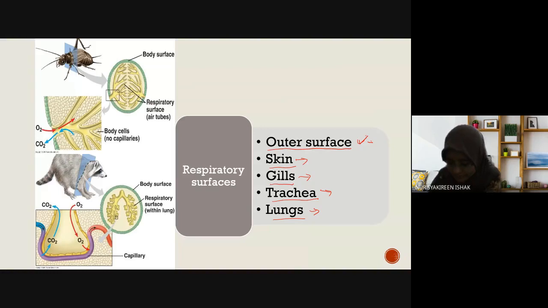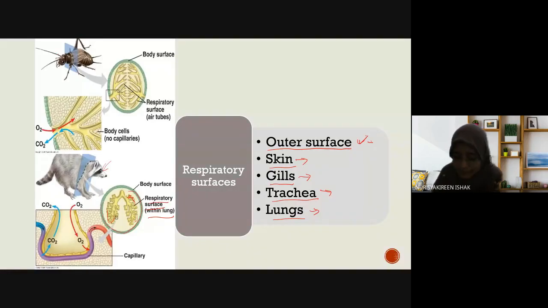So as you can see, this is the list of diagrams. Here you have the body surface, and then you have the respiratory surface lining the lungs. You have many alveoli inside the lungs, so this increases surface area. This is a mammal, there is a raccoon there.